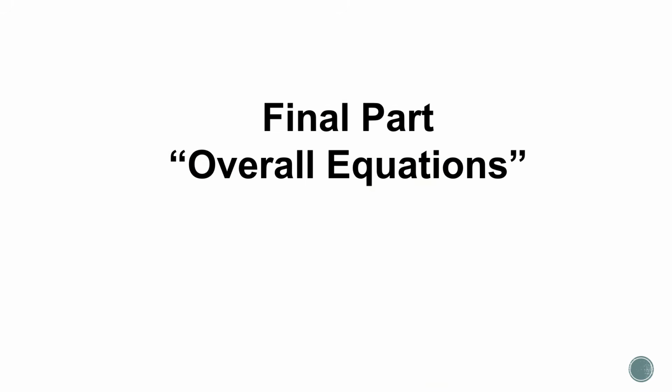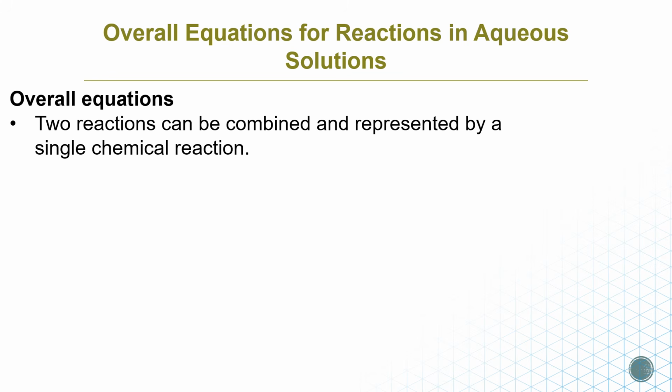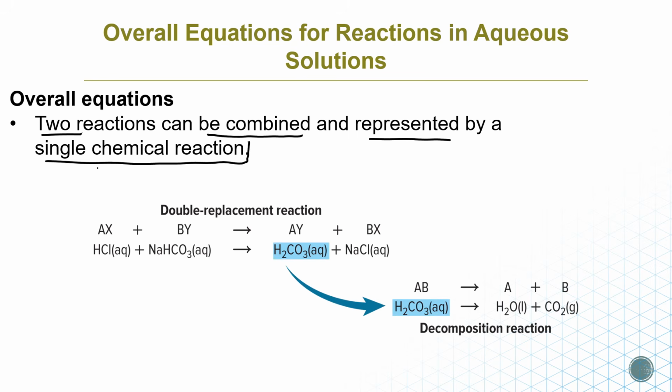And now we go to the final part, guys. The final part we have is the overall equations. Okay, total or overall equations. What do we mean by that? So overall equations: two reactions can be combined and represented by a single chemical reaction. Meaning if I have two or more equations, I can add them together and they give me one chemical equation. Example.